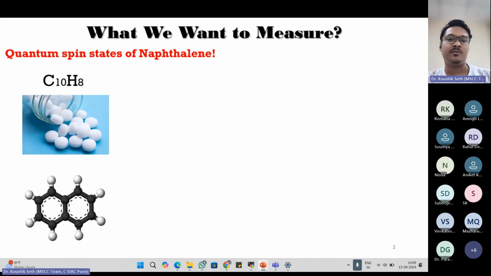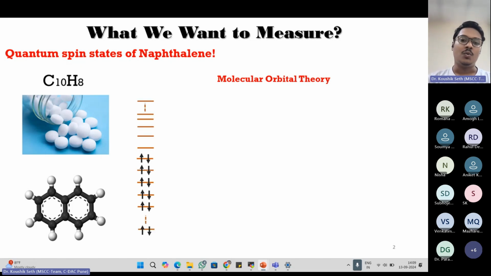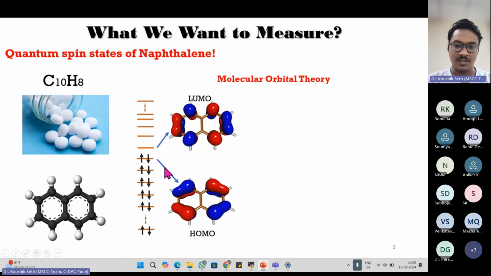From your graduation level of chemistry, we know that there is a molecular orbital theory where we have orbitals S, P, D, F. This is the atomic orbital, and this is the molecular orbital. In each molecular orbital, we can place electrons. So the electrons occupy the orbitals and give us a configuration. If we look at the orbital itself, it looks something like that. Red and blue show the electron finding probability. HOMO means highest occupied molecular orbital. This one, LUMO, is the lowest unoccupied molecular orbital.